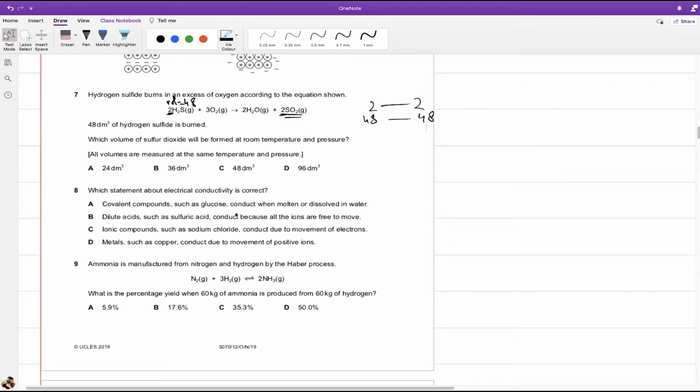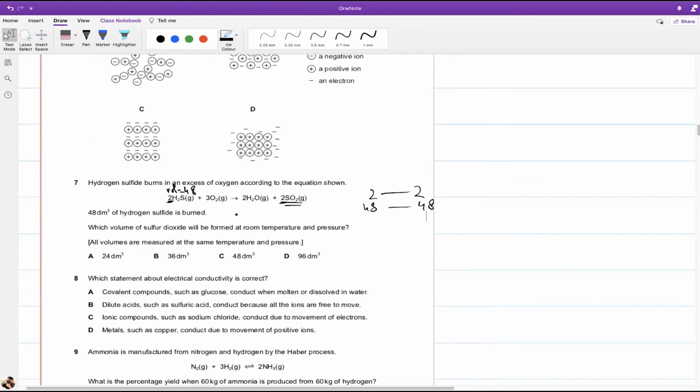Dilute acids, sure they have ions, such as sulfuric acid conduct because all the ions are free to move. Yeah, that is right. But let's still consider the rest. Ionic compounds such as sodium chloride, they do conduct, we know they conduct because they have free ions, but this one is saying they conduct due to movement of electrons, clearly wrong. Metals such as copper conduct due to movement of positive ions, impossible. Positive ions in the metals do not move, they are fixed in position. We just saw that in the previous question.